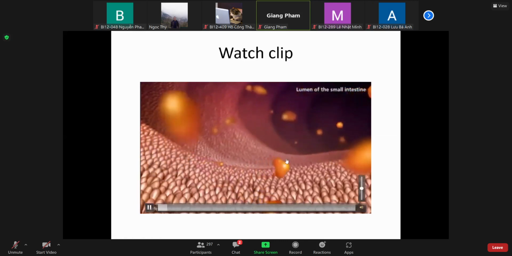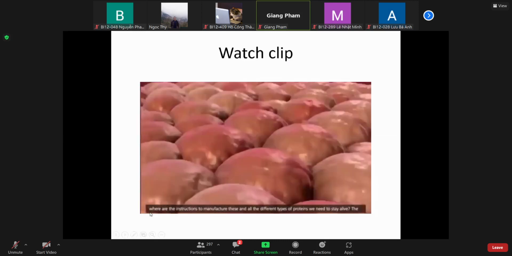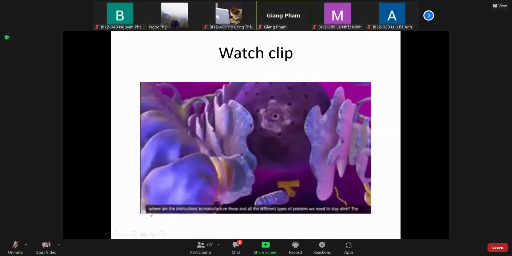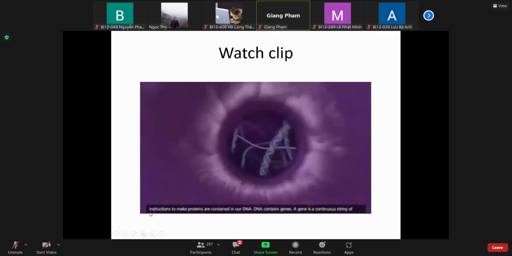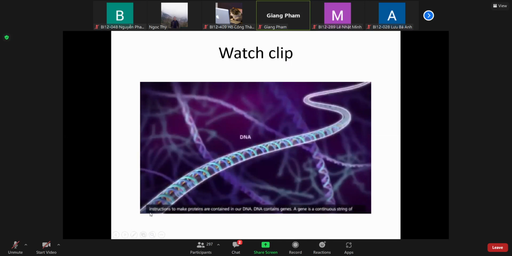And where are the instructions to manufacture these and all the different types of proteins we need to stay alive? The instructions to make proteins are contained in our DNA.